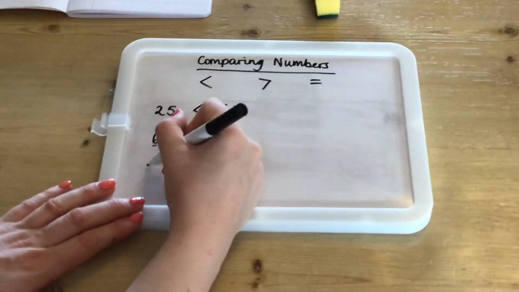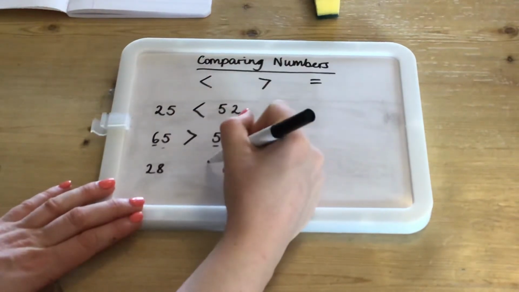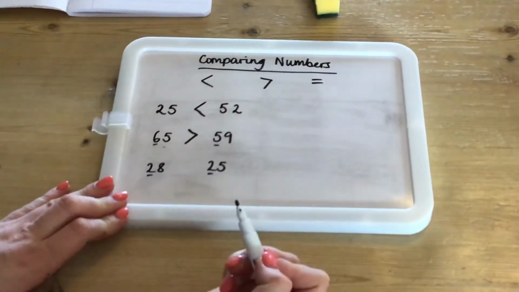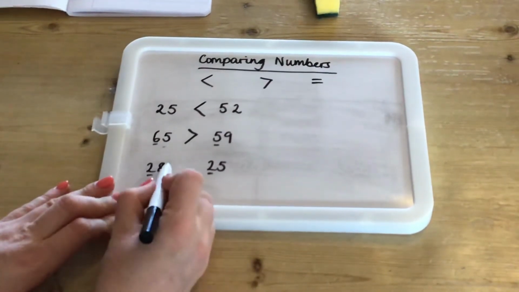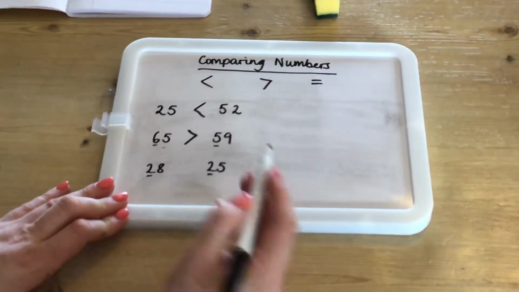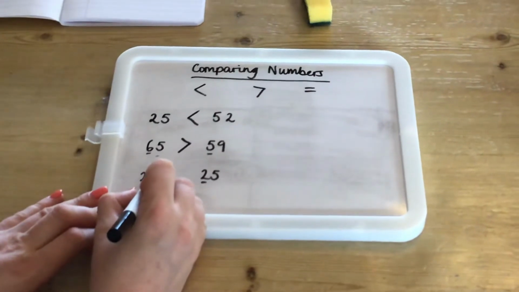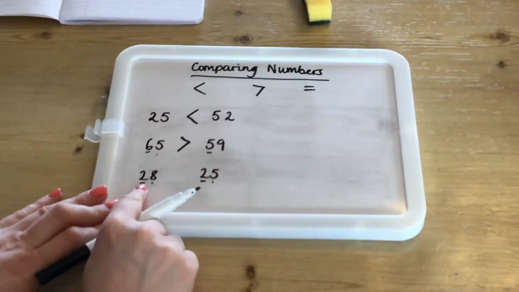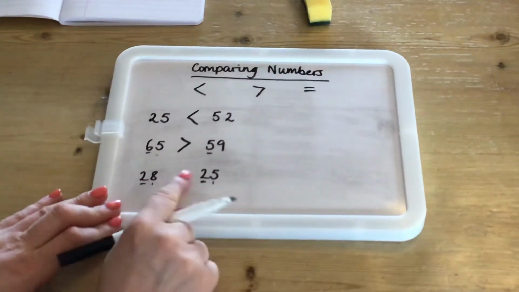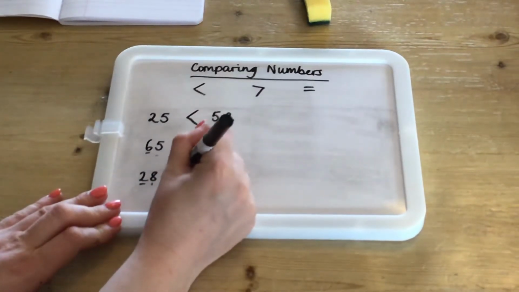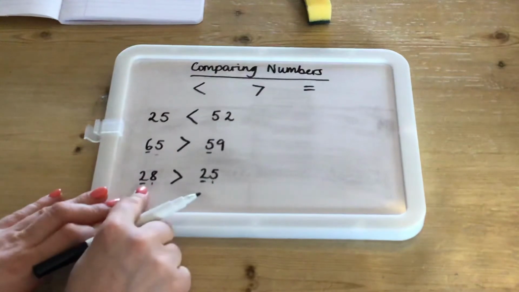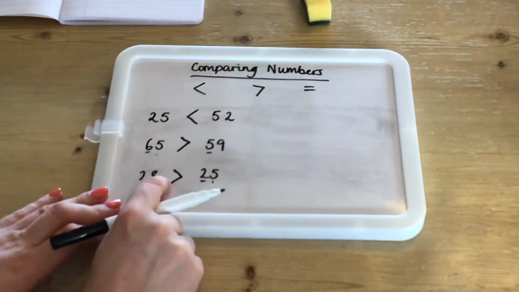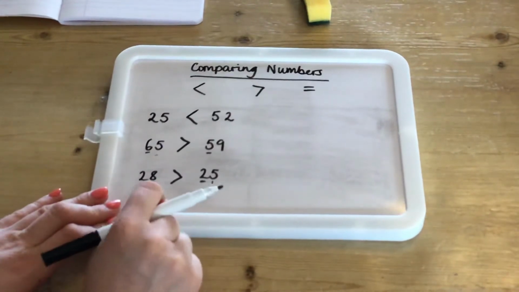If you've got two numbers, for example, 28 and 25, that have got the same number in the tens column, you need to start looking at your ones column instead. So in the ones column here, we've got an 8 and we've got a 5 here. So that tells us that 28 must be bigger than 25. So your symbol will look like this to show 28 is greater than 25. And again, your open mouth will be facing towards the 28.